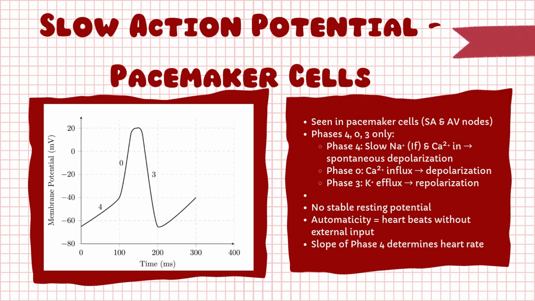Now let's look at the slow action potential, found in pacemaker cells like those in the SA node. These cells are unique because they don't stay at rest. Instead, they spontaneously depolarize, creating the rhythm that drives the heartbeat. Their action potential has 3 phases: Phase 4, Phase 0, and Phase 3. Phase 4 is spontaneous depolarization.